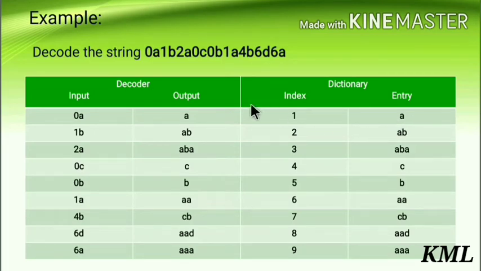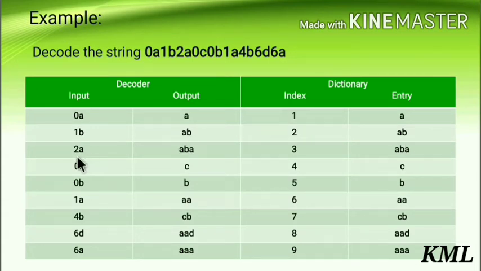Okay. So next you have 1b. Now whenever you have an index greater than 0, you have to find that letter corresponding to that index, okay, in the dictionary. So find the letter corresponding to index 1 in the dictionary. So for 1 we have A. So now replace this 1 with A. So you get AB. Okay. Write this in the output. Increment the index and write this AB in the entry.